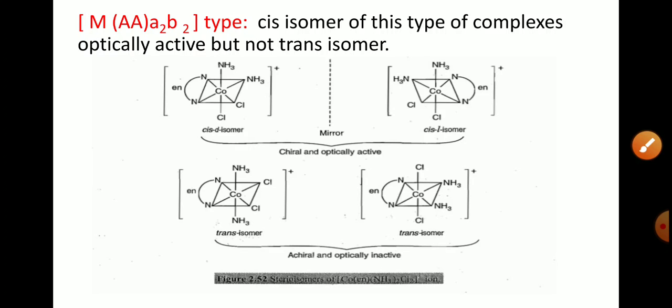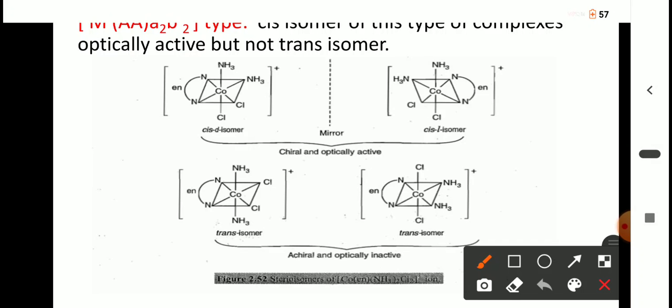The first structure is an example having the cis isomer, ammonia cis to each other, chloride cis to each other. It is not having a plane of symmetry. Because of that, it is optically active, and this complex is dextrorotatory and then one is levorotatory. In this structure, ethylene diamine comes here, ammonia is here, and chloride ions are here. It is also a cis isomer, but it is levorotatory. These are a pair of optical isomers.